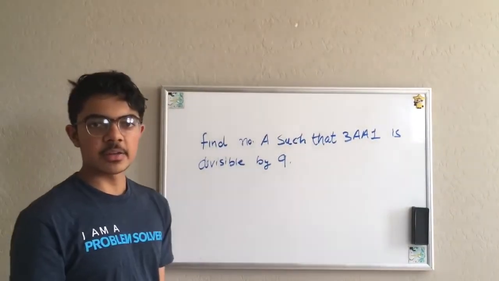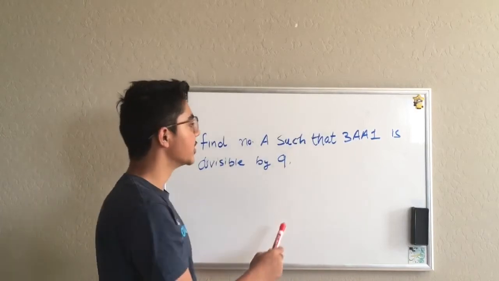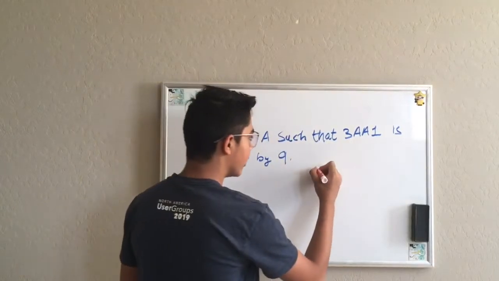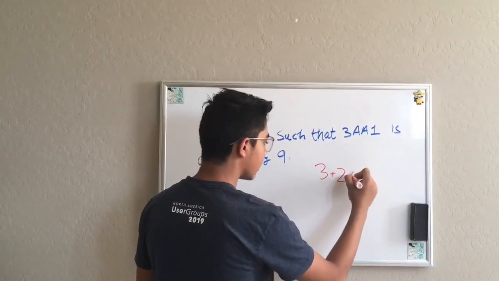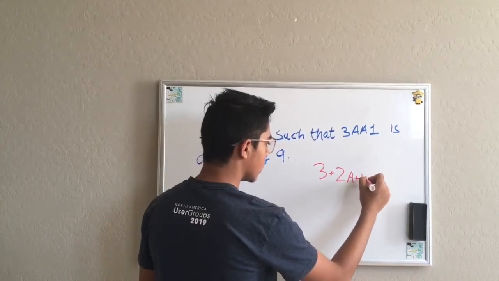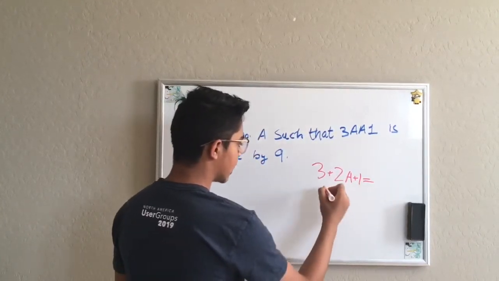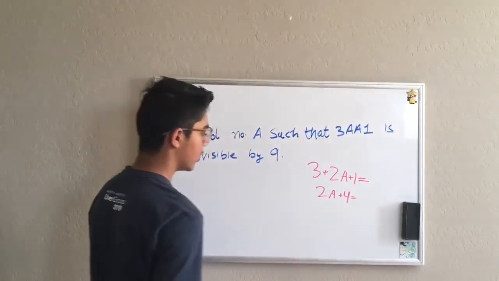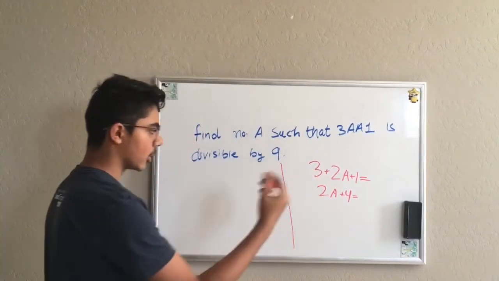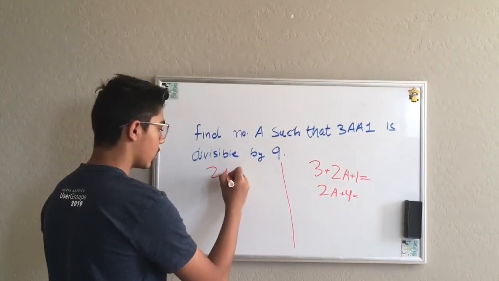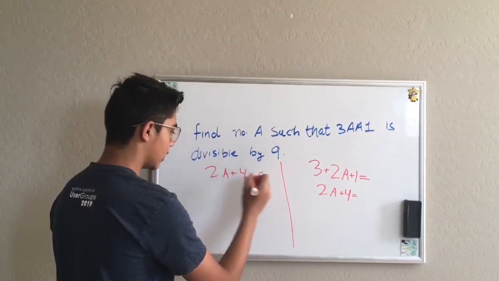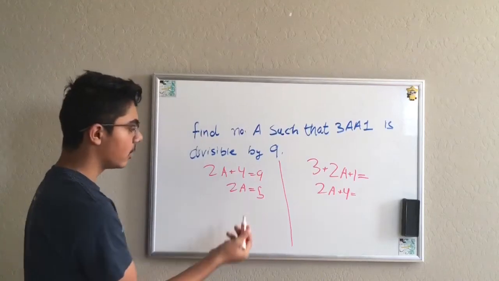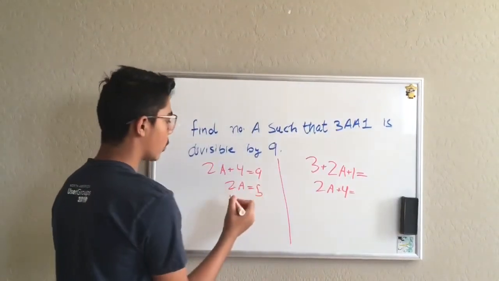Okay, so our factoring method for 9 is that when you add up all of the digits, the sum should be a multiple of 9. So let's just do that. 3 plus 2a plus 1 equals a multiple of 9. So then 2a plus 4 equals a multiple of 9. So now let's just try out some multiples of 9. 2a plus 4 equals 9. So then 2a equals 5. That can't work because then a would be a fraction, and you can't have fractions for one digit.